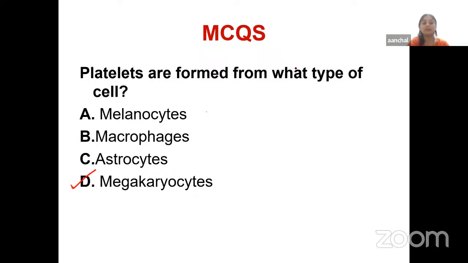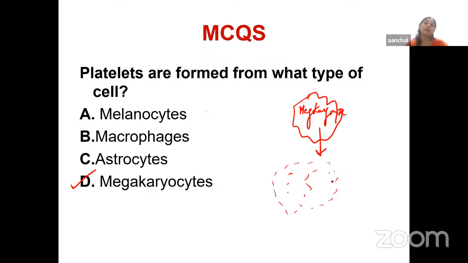All the students, please remember that a very large cell is present that is known as megakaryocyte, and from this large cell, small fragments are formed, and those fragments are known as platelets. Now, next we're going to discuss the normal count and variation, right? We know the normal count ranges between 1.5 to 4 lakhs. Now we're going to talk about the variation.